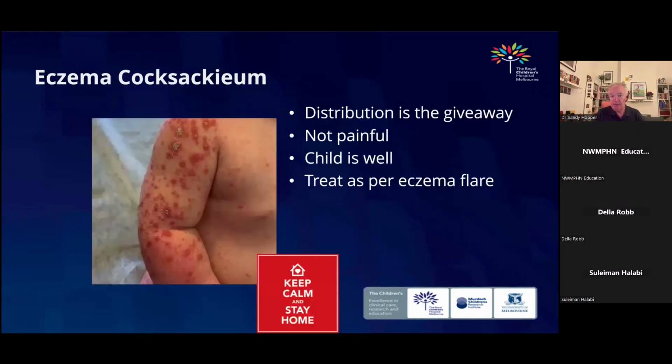Okay, I'm going to speed up here. This is eczema coxsackium. Yep, secondary infection, infected eczema, eczema herpeticum, all good thoughts. If the child is well with a typical distribution of hand, foot, and mouth, it's not painful, more itchy. It's eczema coxsackium. And we're seeing a lot of it because hand, foot, and mouth is everywhere in Melbourne. So for me, the dead giveaway is the child is well, they're itchy and not painful, maybe a mild fever, and you've got that typical distribution on the arms, on the buttocks, on the thighs, or sometimes just peripheral.